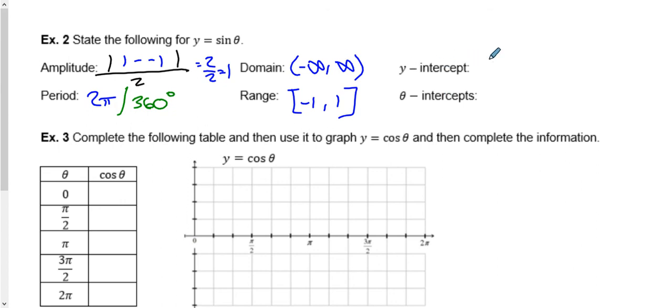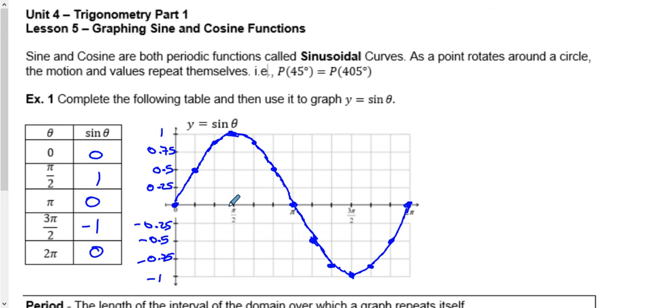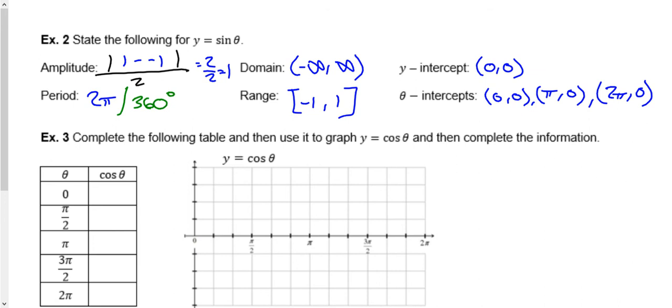Our y-intercept, well, where did this graph cross the y-axis? It crossed at 0, 0, the origin. And our theta intercepts, aka our x-intercepts, where did we find them? Well, we found the first one at 0, 0. The next one would have been at pi, 0. And the last one there would have been at 2 pi, 0. So those are all our intercepts. And again, our intercepts were 0, pi, and 2 pi. So these here are our characteristics.